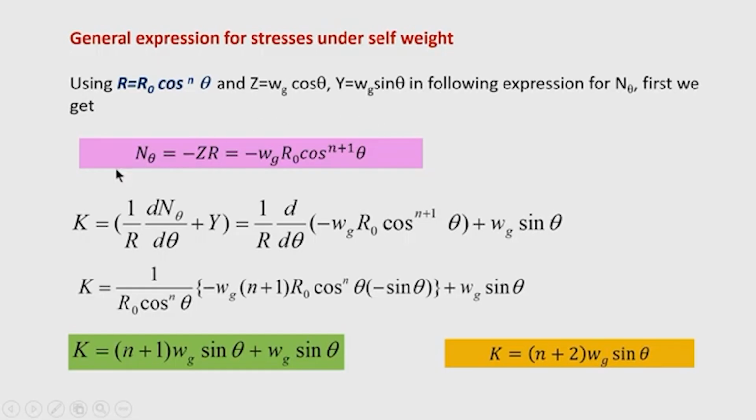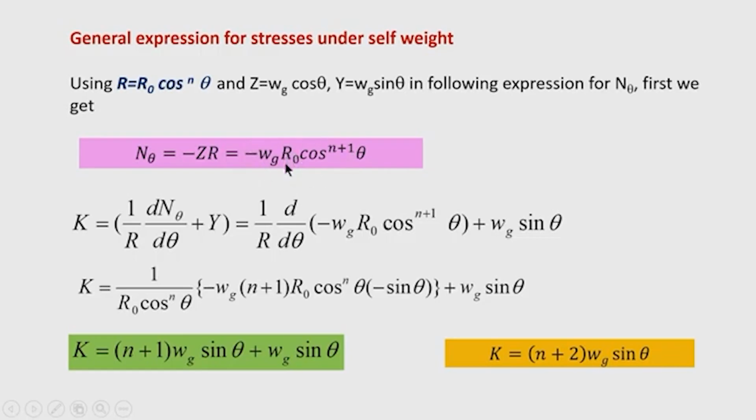First, let us find the Nθ. Nθ is equal to minus z r, so w g r naught cos to the power n plus 1 θ. So, this is the expression for Nθ, and suppose it is a circular cylindrical roof, then n is 0 and r is a constant quantity. So, we can find this value now.